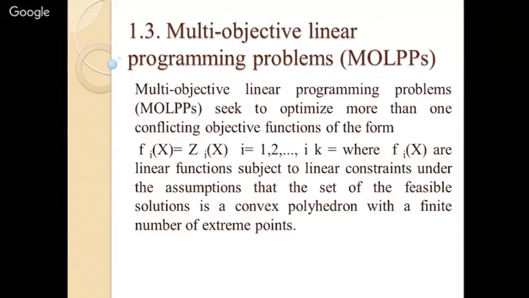So it is a particular problem where we assume that the feasible solution set is a convex polyhedron with a finite number of extreme points, where we can check the values of each and every objective function. This is the simple form of the multi-objective programming problem with these assumptions. Any questions? Ma'am, any question? Because this is related to your area of research.